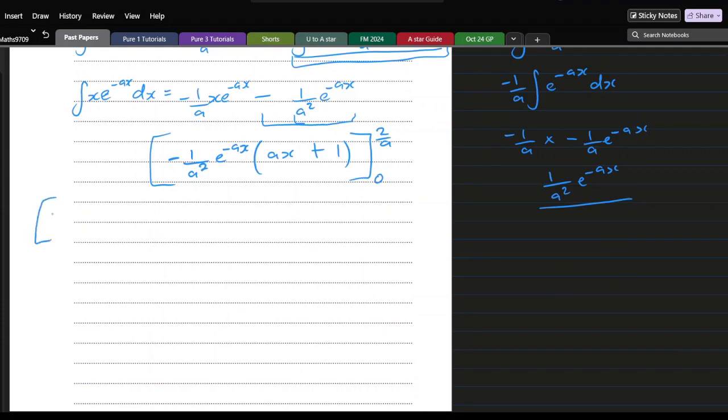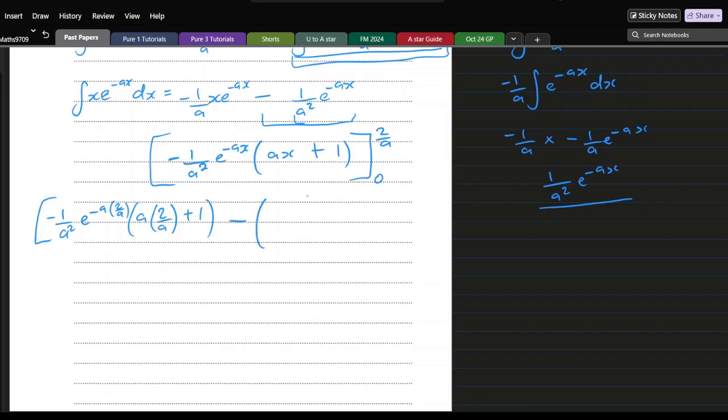So we'll start with our upper limit, negative 1 over a squared e to the negative a times 2 over a. We've got a times 2 over a plus 1. So that is our upper limit.